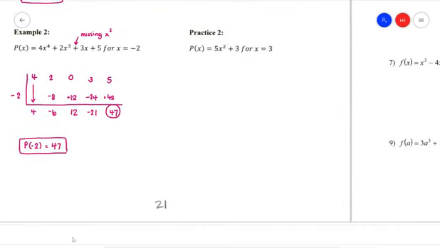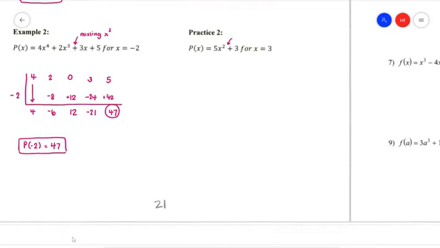Then on practice 2, we start with a power of 2, then we go straight to a constant. So we're missing our x term. So when we set it up, we go 5, 0, 3. And if it helps you to write the labels at the top, then you can start by doing that. That would be my x squared first, then my x, then the constant. And we're evaluating when x equals 3.